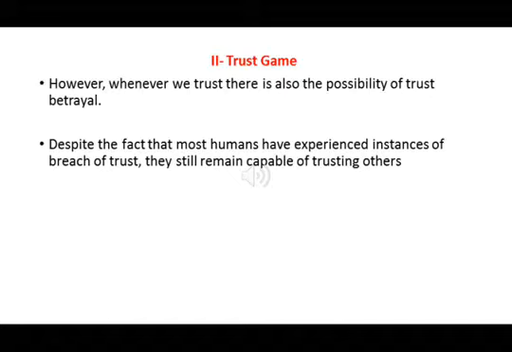However, despite the fact that most humans have experienced instances of breach of trust, they still remain capable of trusting others. That's why it is very important for us to try to measure the level of trust among individuals, among Egyptians, for example, and examine the different interventions that could result in higher levels of trust, the different interventions that could result in lower levels of trust, in order to reach policy implications about this.